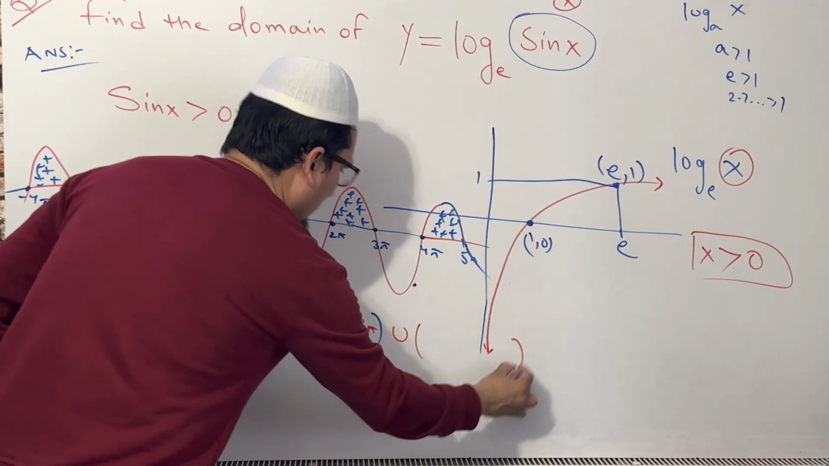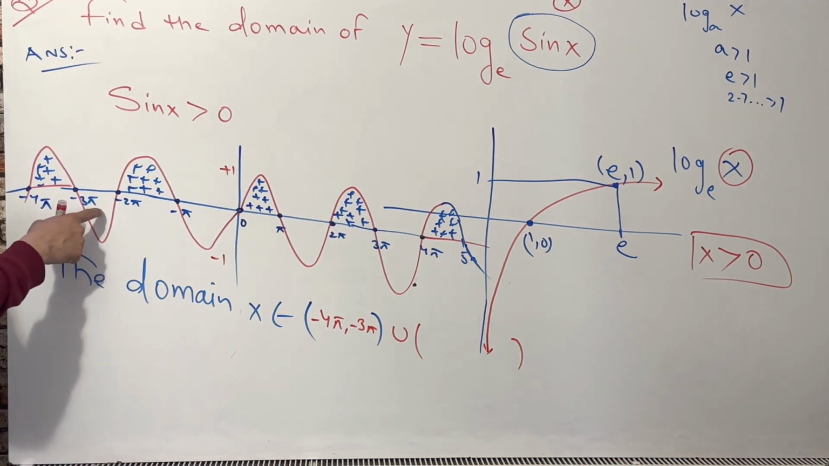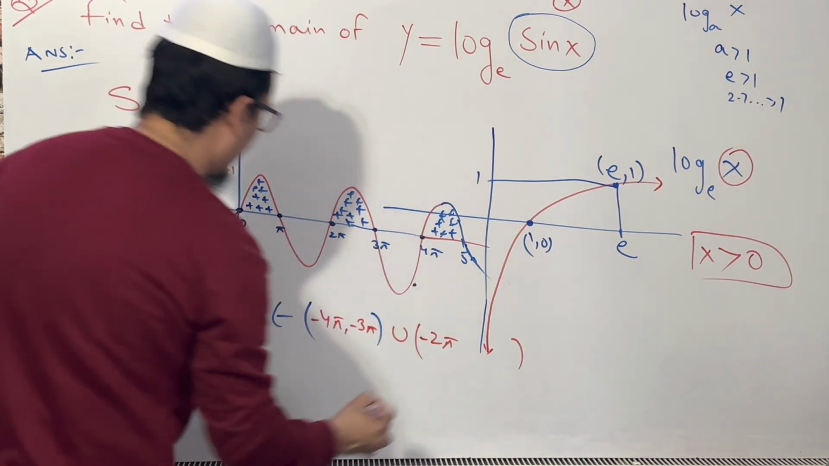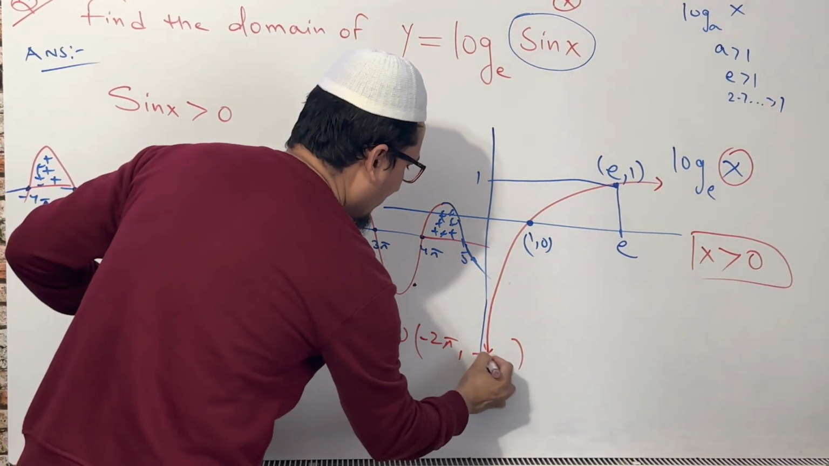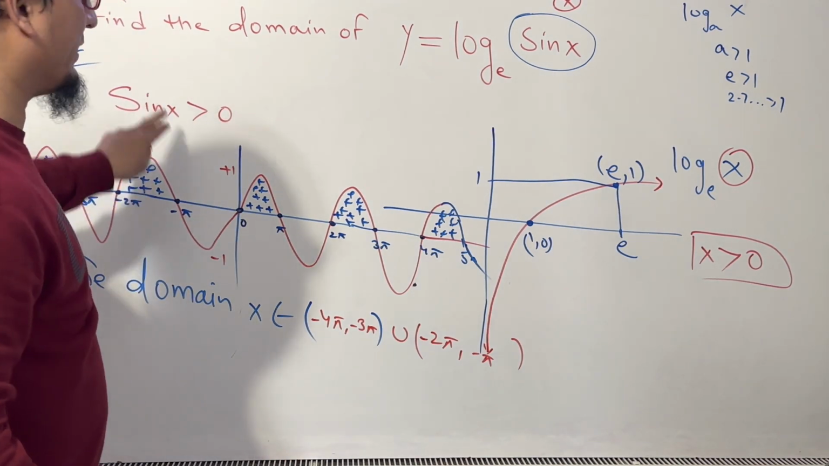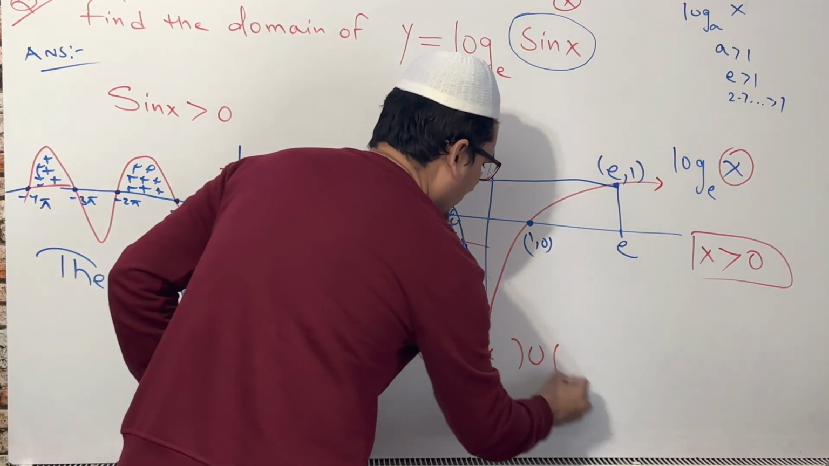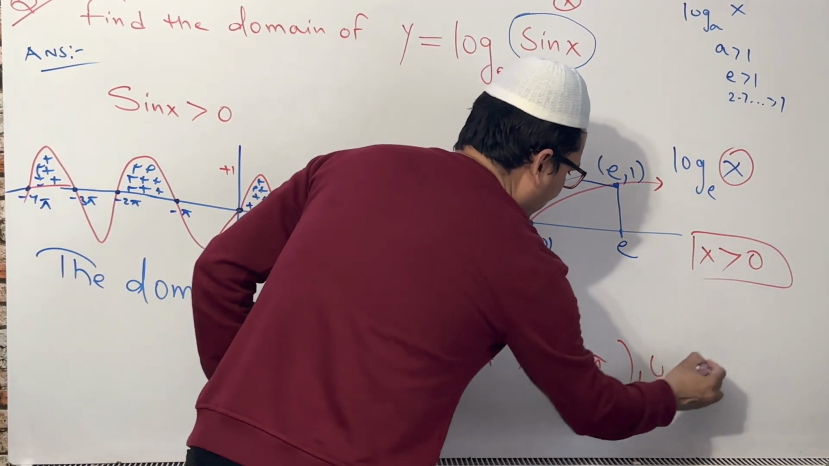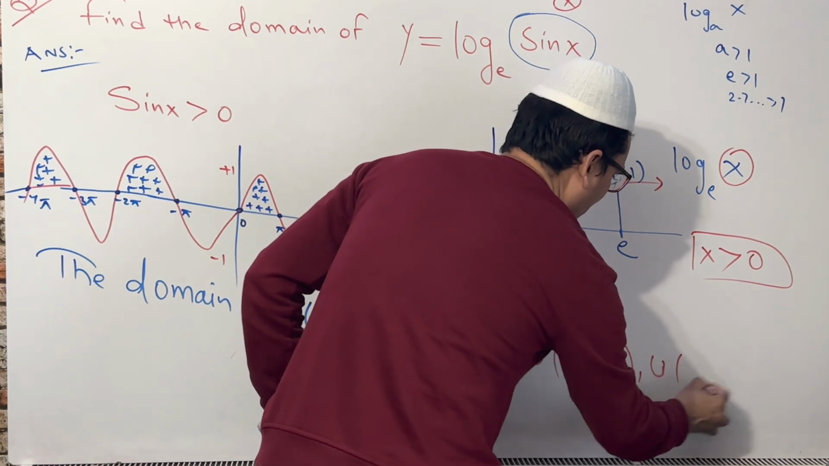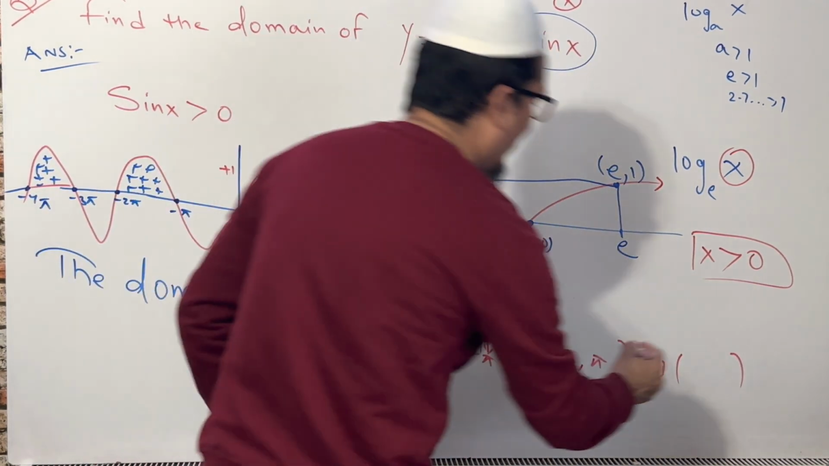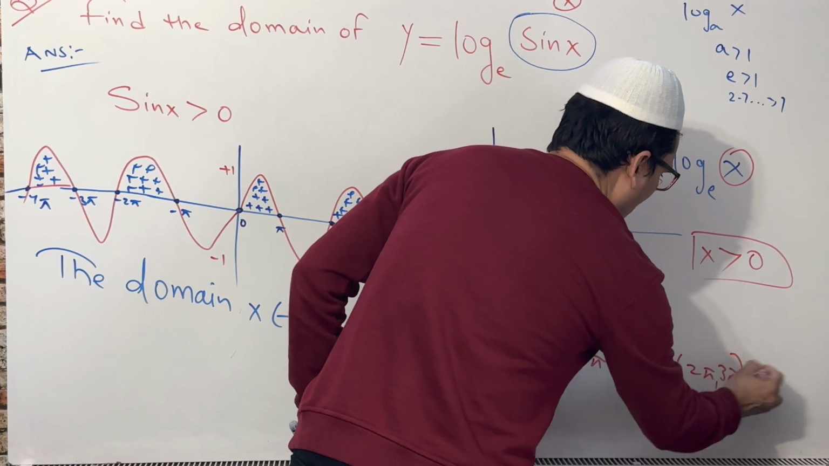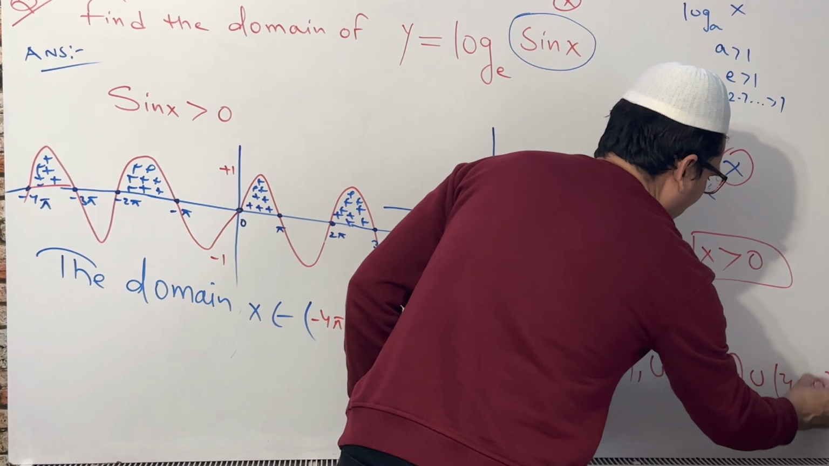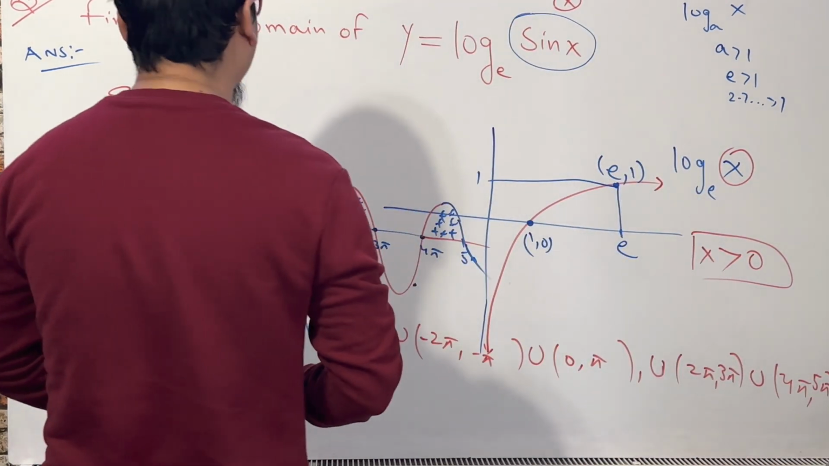And again, okay, don't take this value because it has negative values. I don't want negative values. I want here again, you can say minus 2 pi to minus pi. Even if you are here, again the sin is positive. And you can say 0 to pi, and you can say 2 pi to 3 pi, and so on. Means you can say 4 pi to 5 pi. This is the domain of this function.